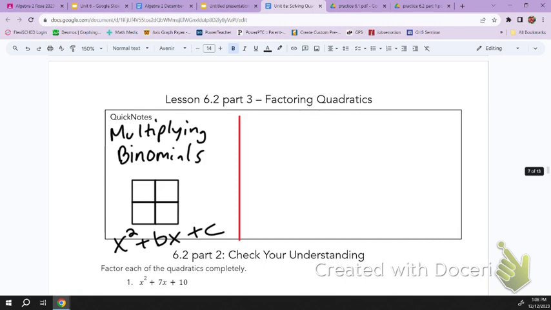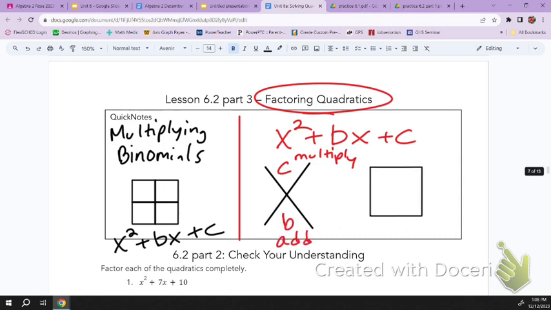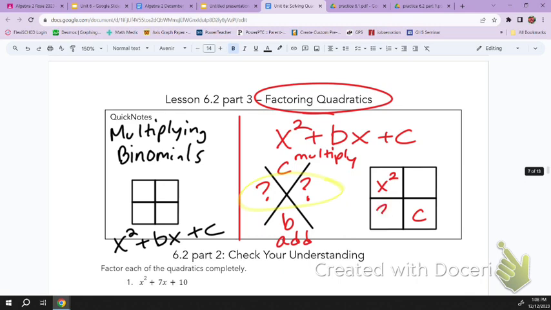The second thing we talked about again is just factoring quadratics from our standard form. Again, we're going to use a giant X, and we're going to multiply to get our C value, and we're going to add to get our B value. We're then going to use the box to reverse and find our factors. Whatever you find in your giant X is going to go in your box. Again, your answer should be in factored form.